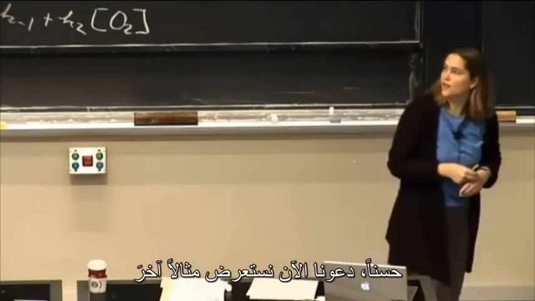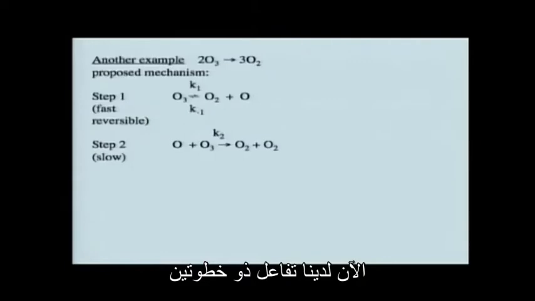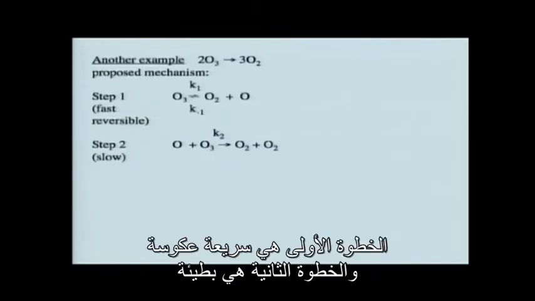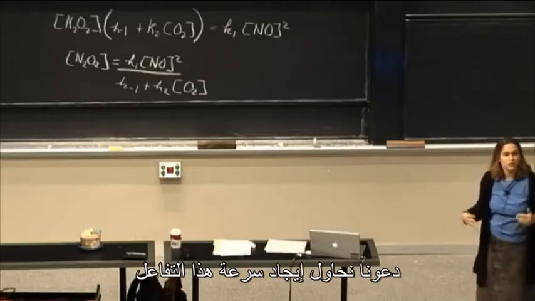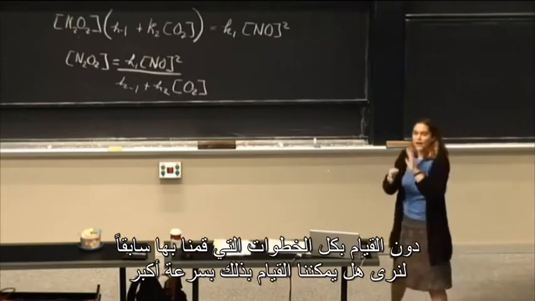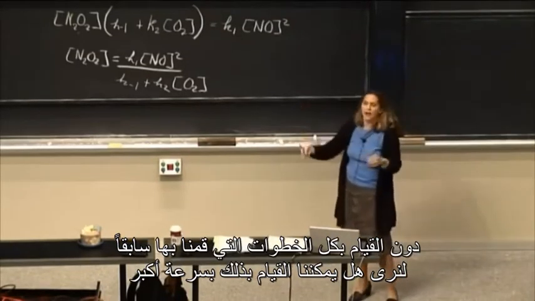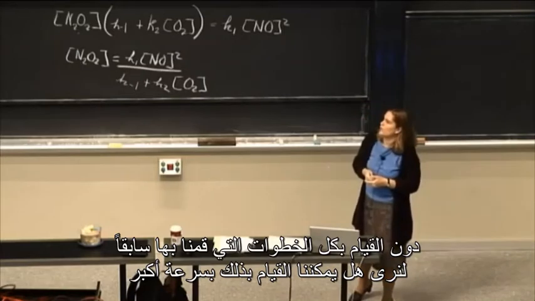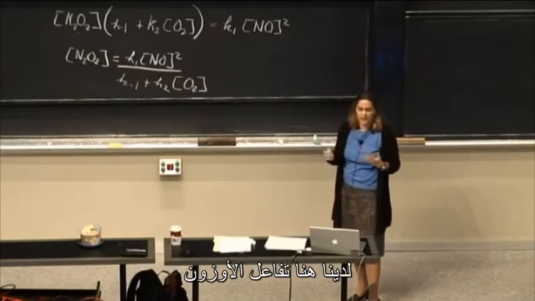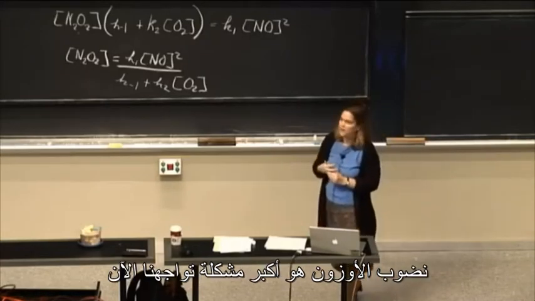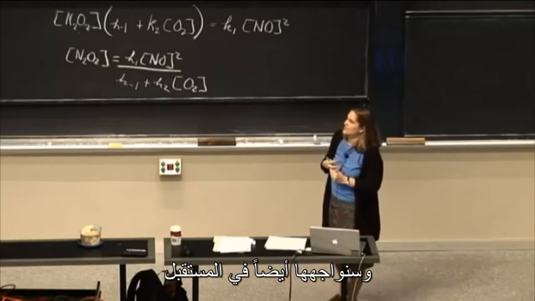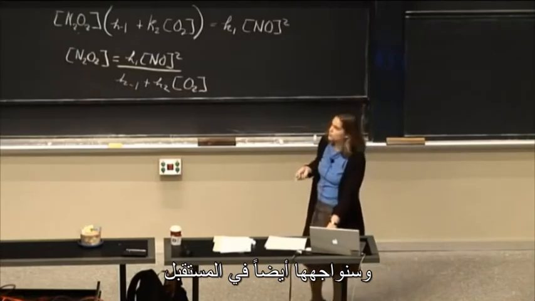All right, so let's look at another example now. And now we have, again, a two-step reaction. The first step is fast and reversible, and the second step is slow. So with those predictions of the mechanism, let's just go right through and try to solve for the rate here without going through all of the steps we did the first time, and see if we can do this more efficiently. And again, this is a reaction with ozone, and depletion of ozone is a major problem that has faced us, and will continue to face us in the future.